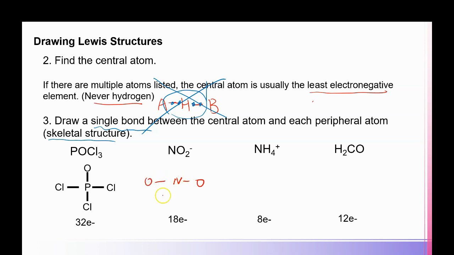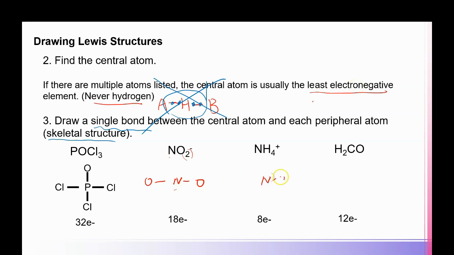I want to put the N in the center. You say, how do you know to put the N? Like I said, if it has A, B, and then more than one B, you want to put B around A. And in fact, also nitrogen is less electronegative. That's it. We form this skeletal structure.